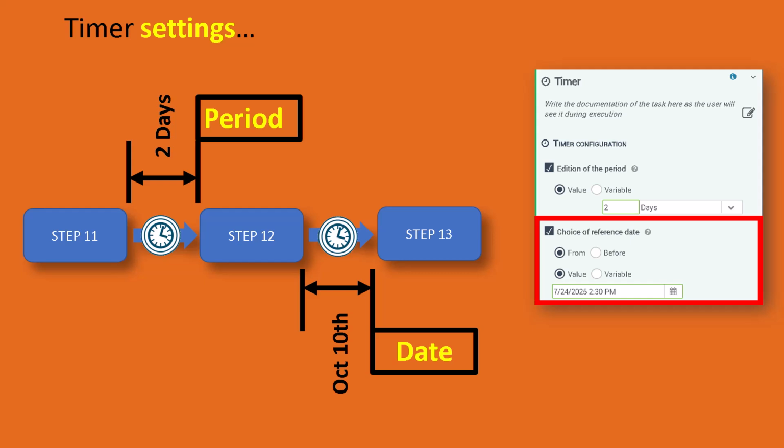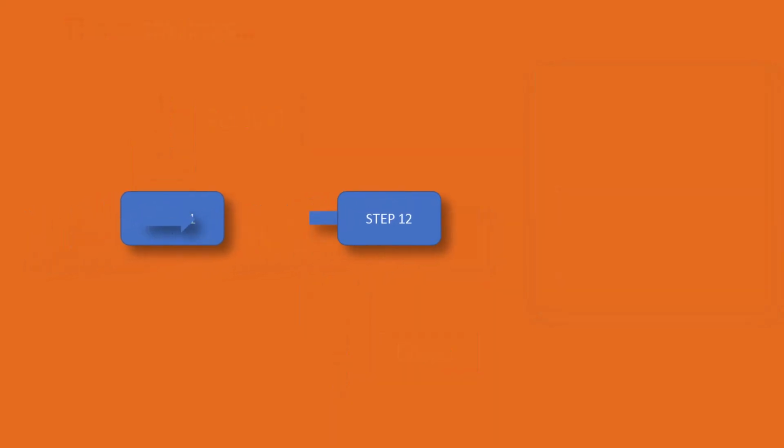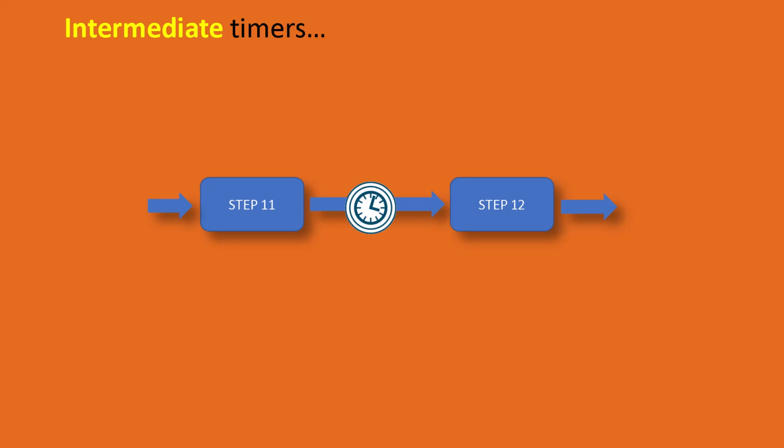There are basically two types of timers. The first of these is the intermediate timer, and probably the one most commonly used. It simply moves the process forward based on the timer settings from one step to the next.